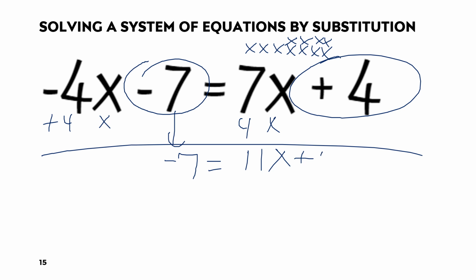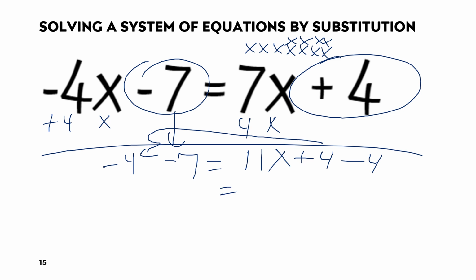We're bringing it down. So now we want to move our constant, this 4, to the left side. How do we move one number to the other side of an equation? That's right, we use inverse operation. So if we're adding 4, we got to subtract 4.